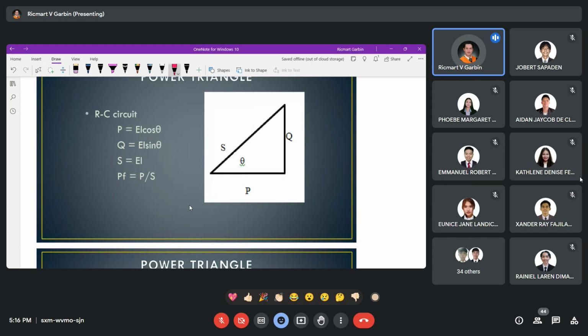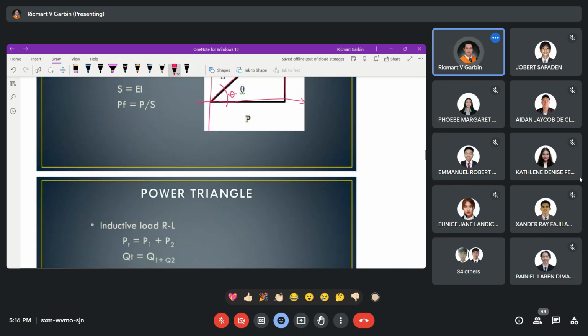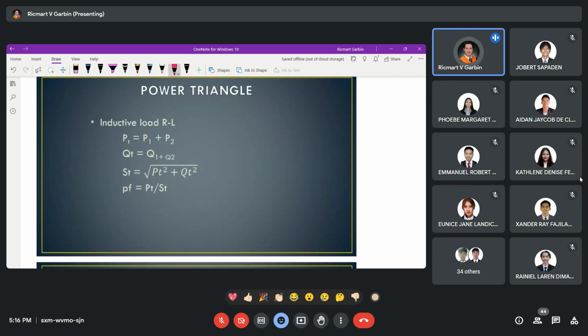Kapag naman RC circuit, kabaligtaran nun. Ang nasa x-axis pa rin natin ay yung real power. Ang Q natin ay nandidito pa rin, so pataas na siya ngayon. Tapos, ang S natin ay ito. Ito pa rin yung ating theta. So, ganun pa rin: EI cosine theta for the power. Tapos, ang Q natin ay EI sin theta. Ang S ay EI. Ang power factor ay ganun din.